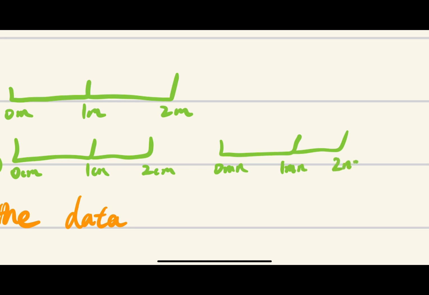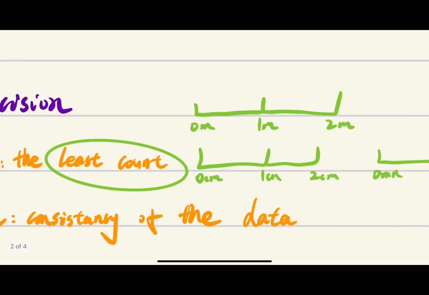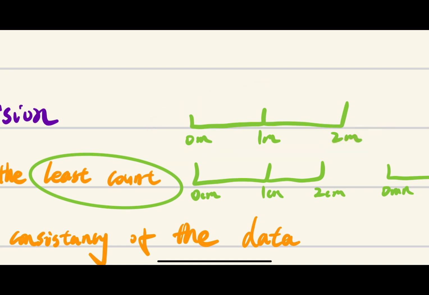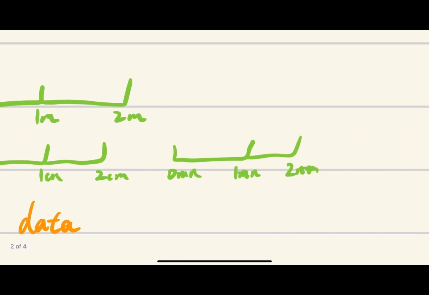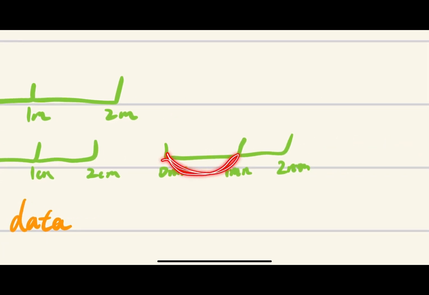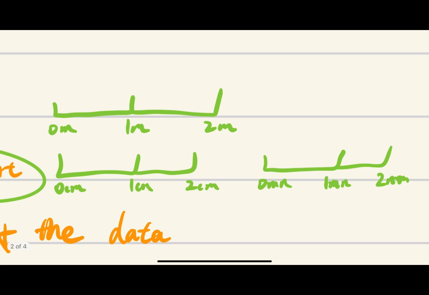The least count just means the smallest value that you can possibly get from the instrument that you are using. In our first ruler, the smallest value that you can measure is 1 meter, and 1 meter in this case will be your least count. In your second ruler, the centimeter one, your least count will be 1 centimeter. And in the third, obviously, it will be 1 millimeter, and that will be your least count. It is the smallest value that you can possibly measure from the instrument that you are using.